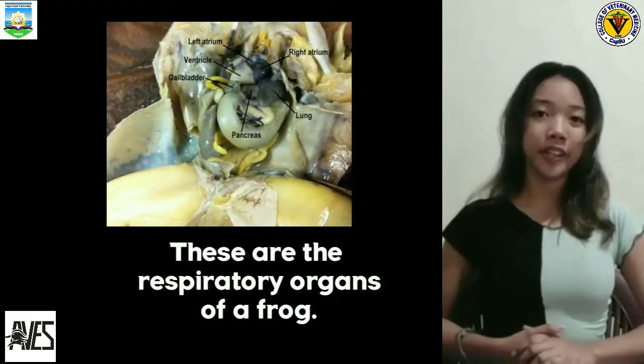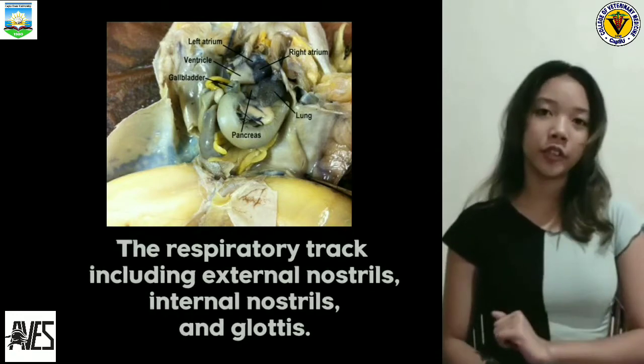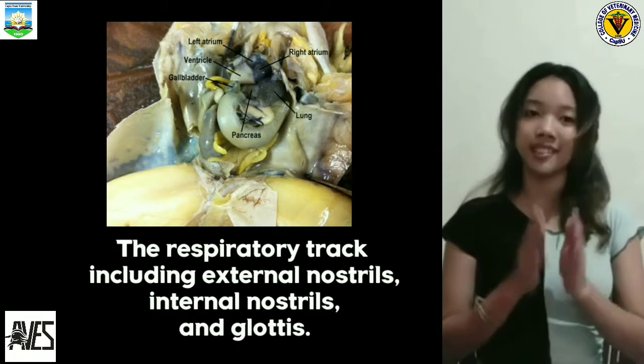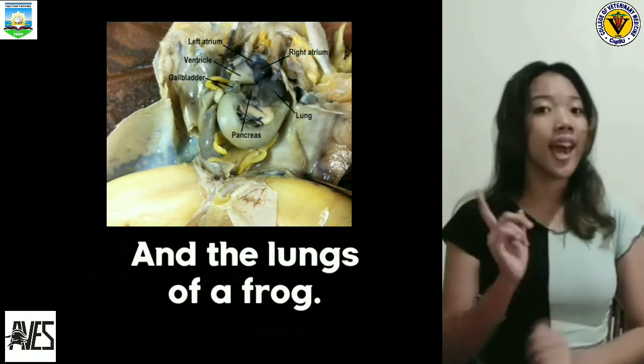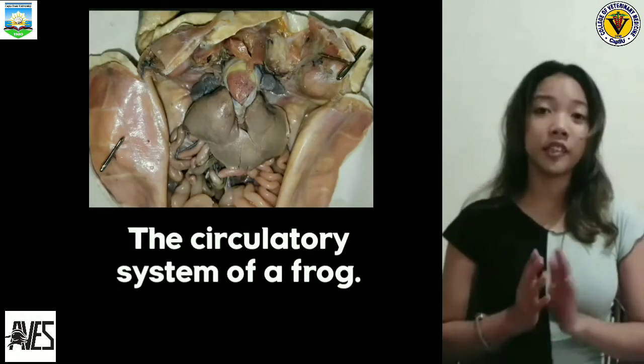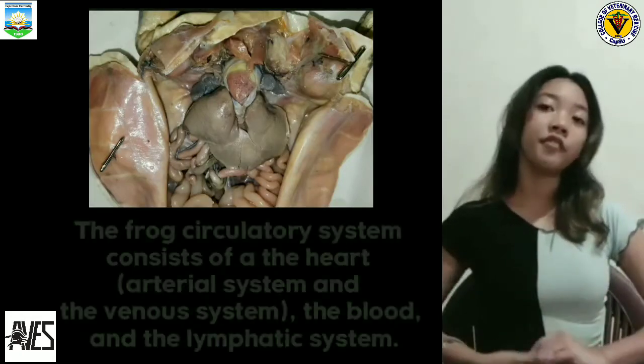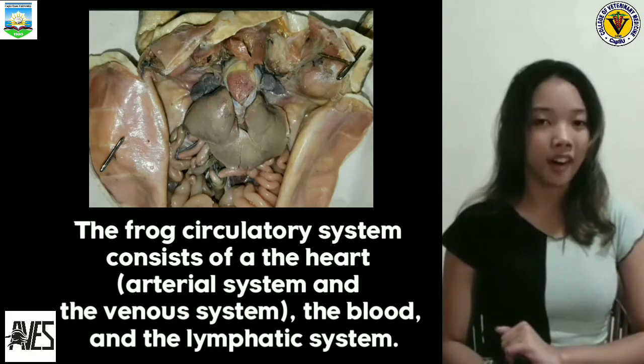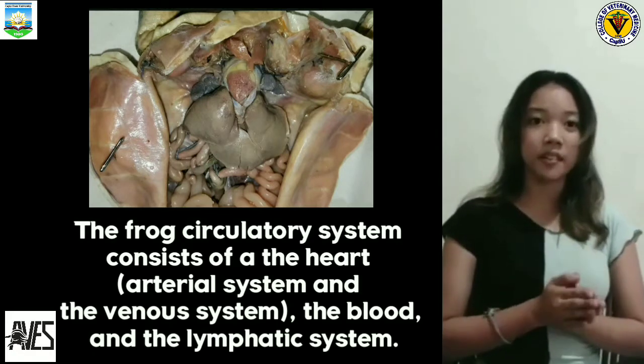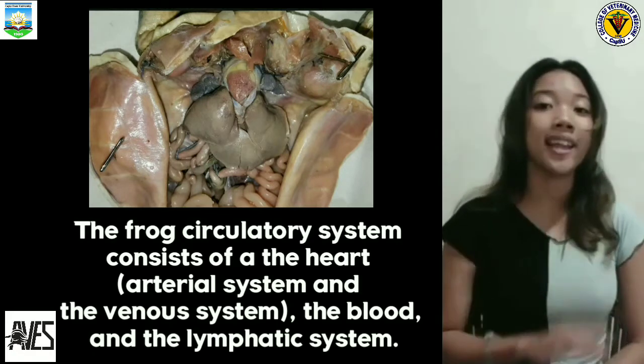These are the respiratory organs of the frog. The respiratory tract, including external nostrils, internal nostrils, and glottis, and the lungs of a frog. The circulatory system of a frog. The frog's circulatory system consists of the heart, arterial system, venous system, the blood, and the lymphatic system.